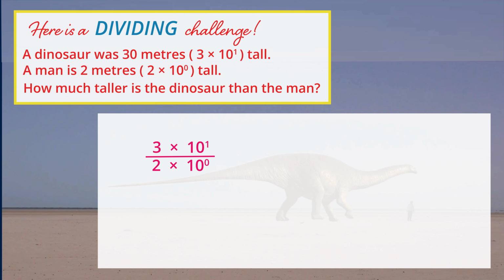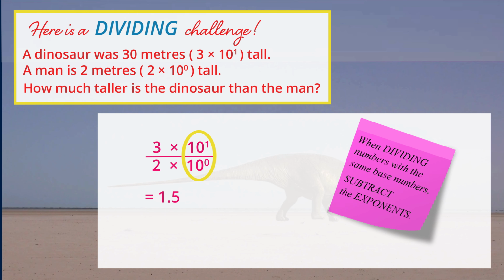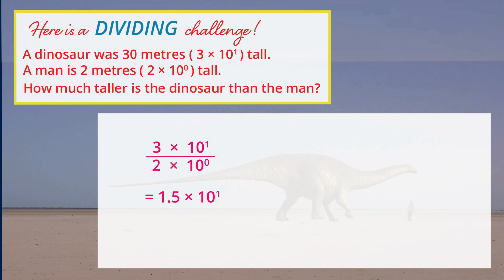The answer is easier to do if we write the numbers like a fraction. 3 times 10 to the exponent of 1 is divided by 2 times 10 to the exponent of 0. 3 is divided by 2 to get 1.5. And 10 to the exponent of 1 is divided by 10 to the exponent of 0. Now when dividing numbers that have the same base like 10, we subtract the exponents. So 1 minus 0 is 1. That's 10 to the exponent of 1. 1.5 multiplied by 10 to the exponent of 1 is the same answer of 15.